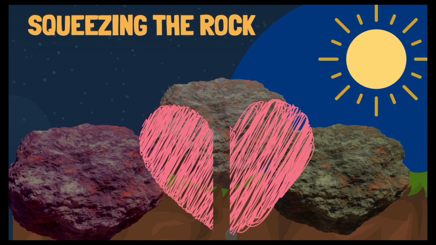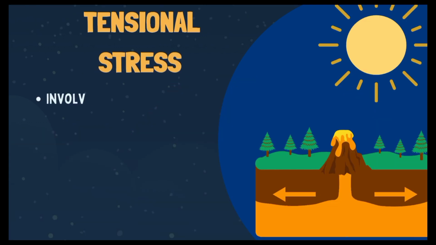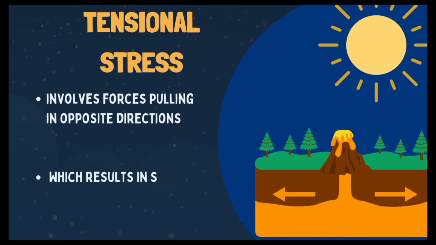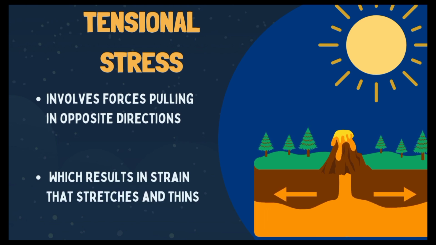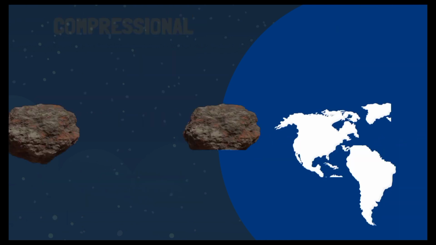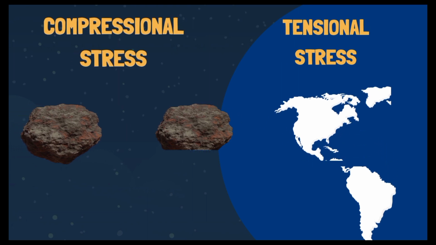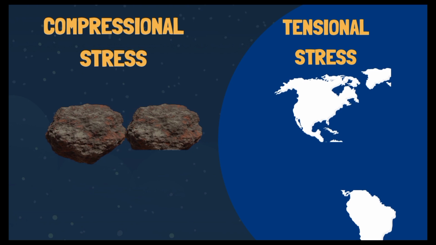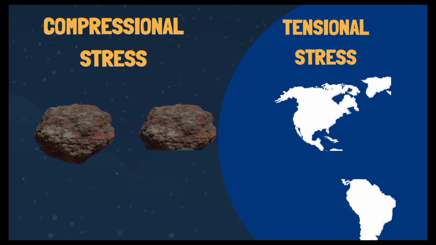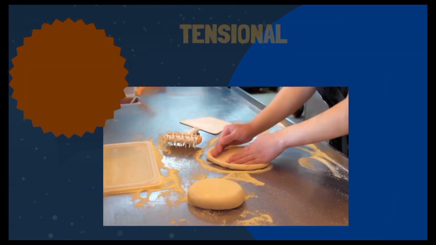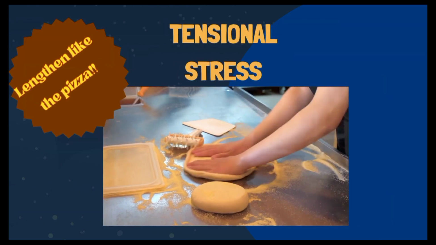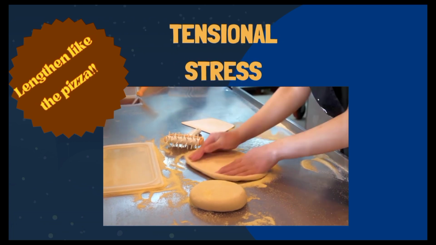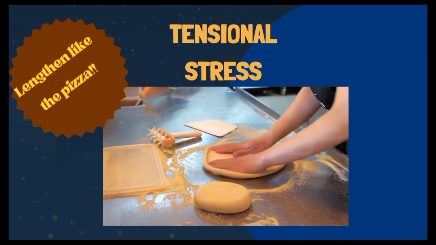The other type of stress that we have is tensional stress or tensile stress. It involves forces pulling in opposite direction, which result in strain that stretches and thins rocks. This is exactly the opposite of compressional stress. Let's say you have a rock and you pull it from both sides. It is a tensile stress. Anything in the rock will get deformed. Everything will stretch, everything will get thin, or it will get longer.